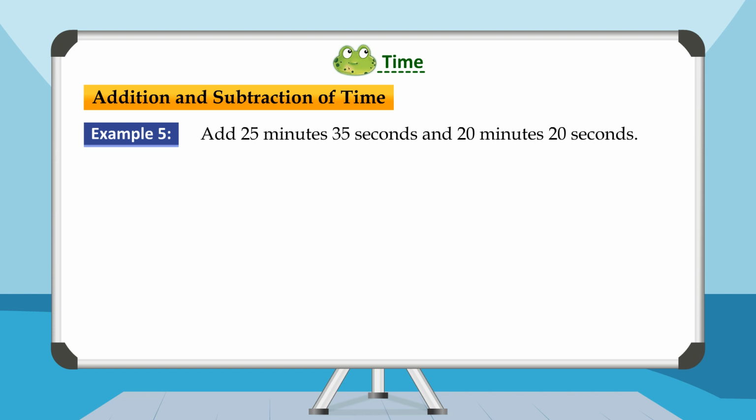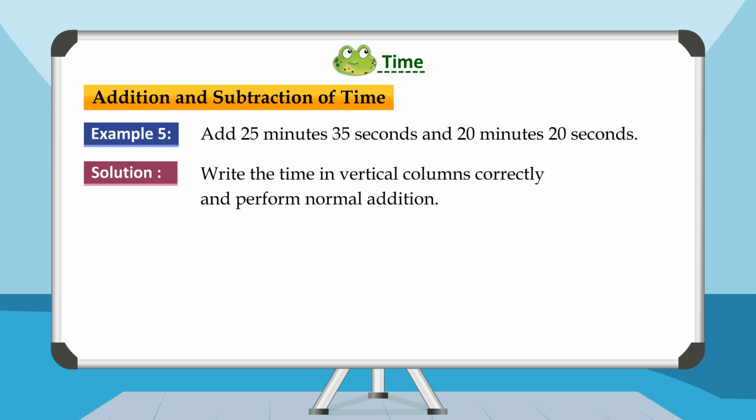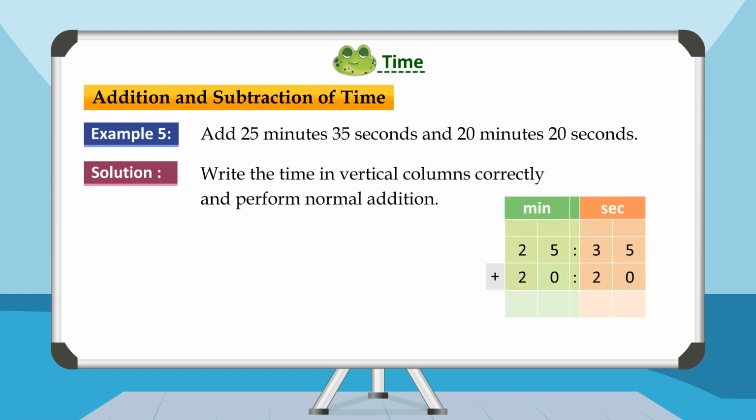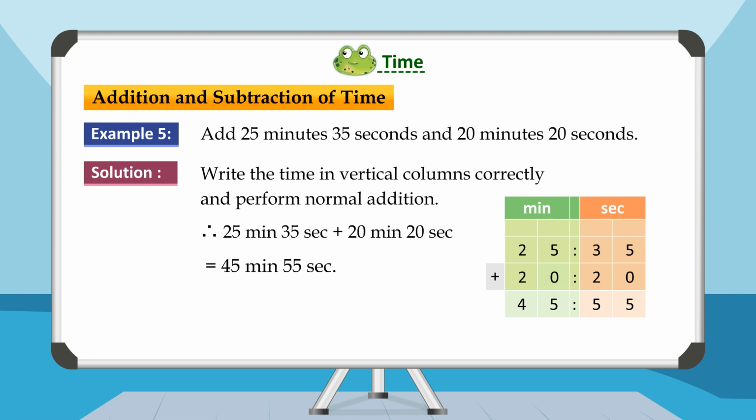Example 5. Add 25 minutes 35 seconds and 20 minutes 20 seconds. Solution: write the time in vertical columns correctly and perform normal addition. Therefore, 25 minutes 35 seconds plus 20 minutes 20 seconds is equal to 45 minutes 55 seconds.